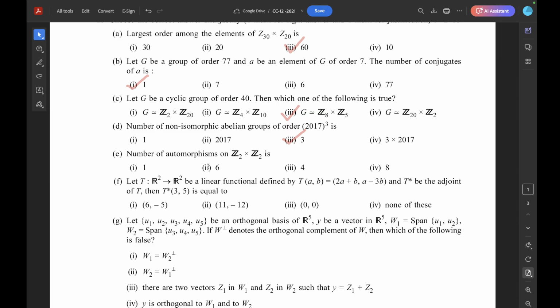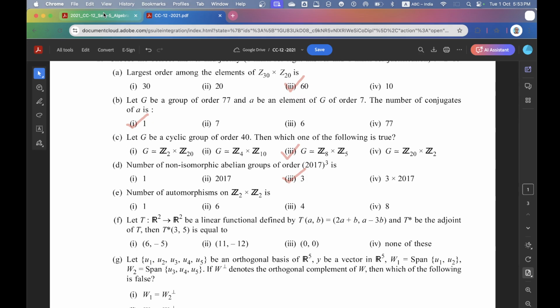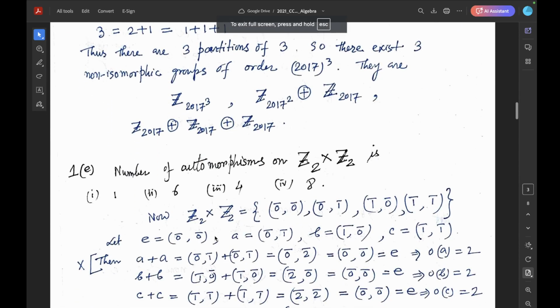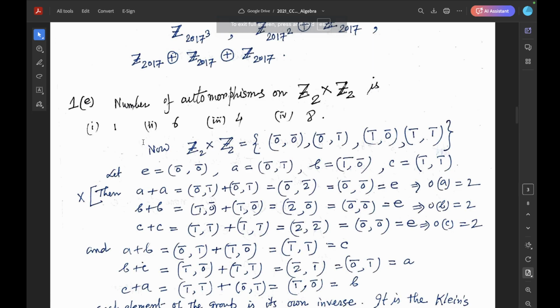Question E. Number of automorphisms on Z2 cross Z2. Now Z2 cross Z2 is the set of all residue class ordered pairs: (class 0, class 0), (class 0, class 1), (class 1, class 0), (class 1, class 1). Let E equal (class 0, class 0), A equal (class 0, class 1), B equal (class 1, class 0), and C equal (class 1, class 1).